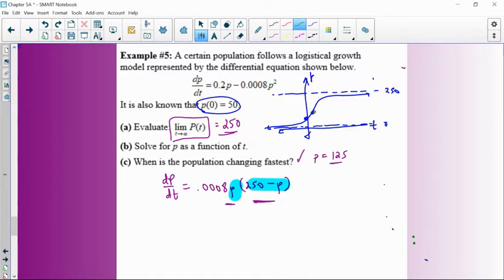Oh, I thought I picked a different color. Right there at this point of inflection, which is going to be exactly halfway between 0 and 250, which is 125. So even though we don't know when it is, at least we know what that value is when we get to solve. Okay, so let's go ahead and solve this.